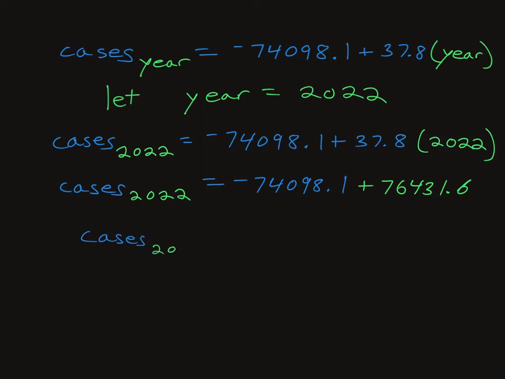And then I'll give you some year. So here it's 2022, but it could be any year. So you multiply the year 2022 by 37.8. We call that coefficient on year, 37.8. You get 76431.6.